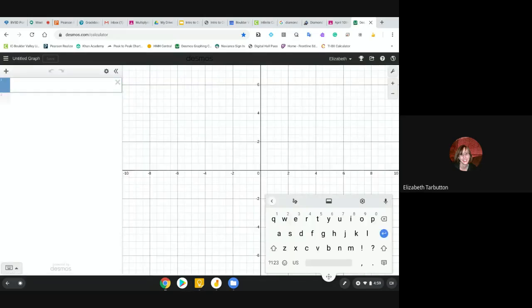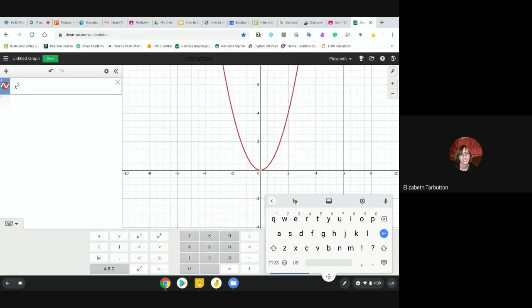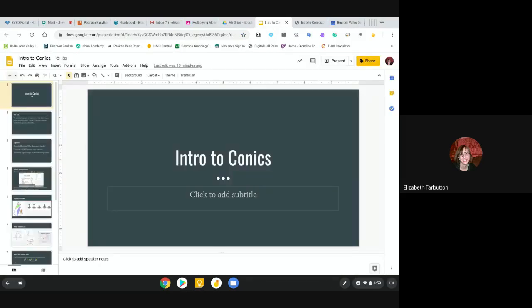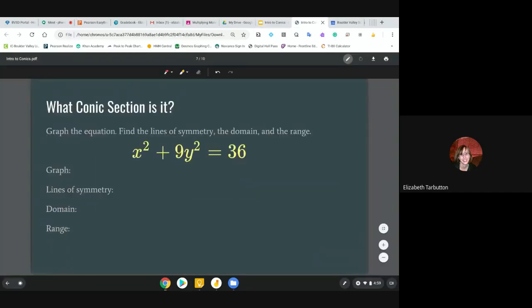So we had the equation x squared plus 9y squared equals 36. Okay. And we get this shape. And that shape is an ellipse. So that's just something to keep in mind when we come back here. What is the shape? Here we go. So just sketching that graph really quickly gave us this, which is an ellipse.